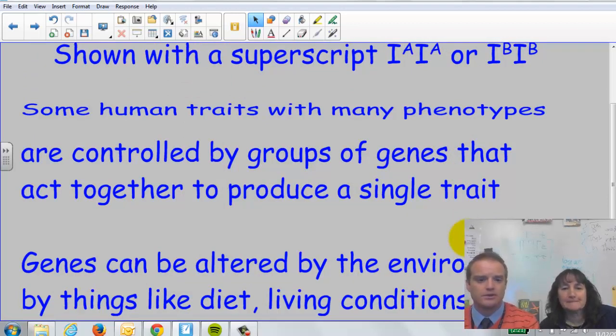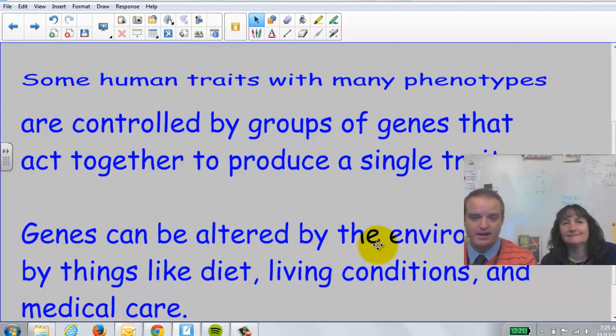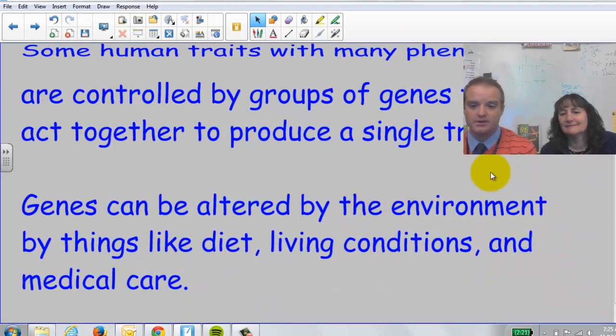Some human traits with many phenotypes are controlled by groups of genes that act together to produce a single trait. I always think about hair color and eye color. There's no just one type of blue eye. We talk about brown and blue, but it's much more complicated than that. It's a group of genes. Hair color too: in the classroom, there's every different shade of blonde, brown or black hair, straight, curly. A group of traits working together.